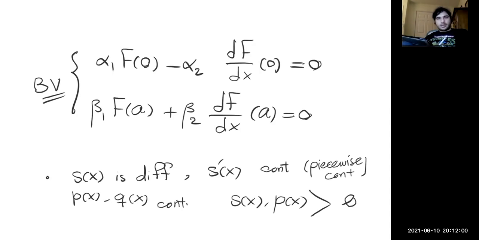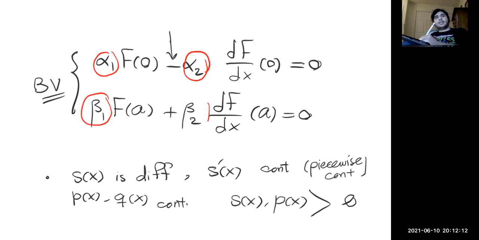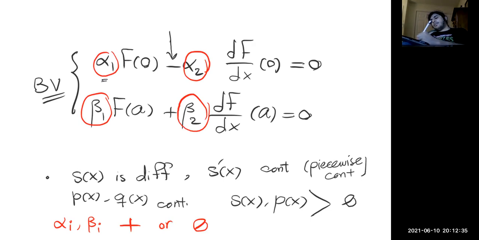And there is another assumption, and that's why this minus sign makes sense. We want the numbers alpha 1, alpha 2, beta 1, and beta 2 all to be non-negative, either positive or 0. And we don't want both alpha 1 and alpha 2 to be 0 at the same time, so at least one of them should be non-zero. The same holds for beta 1 and beta 2. Such equations with these boundary value properties are called Sturm-Liouville equations.